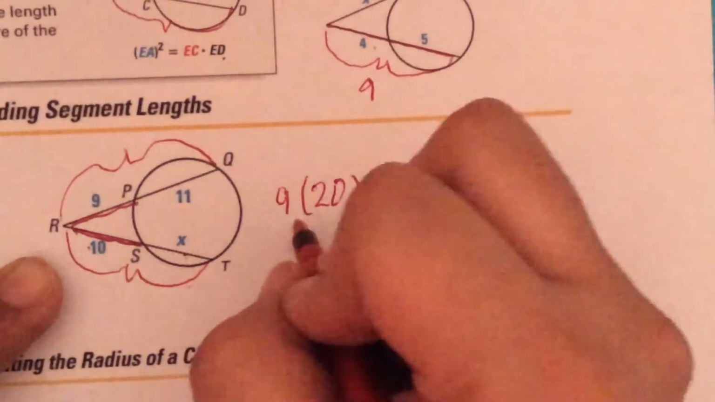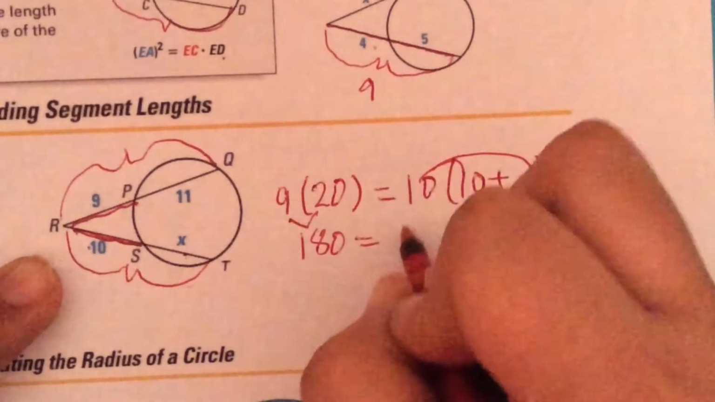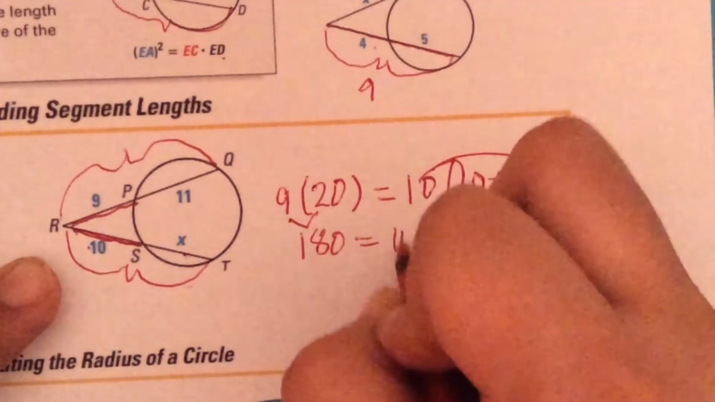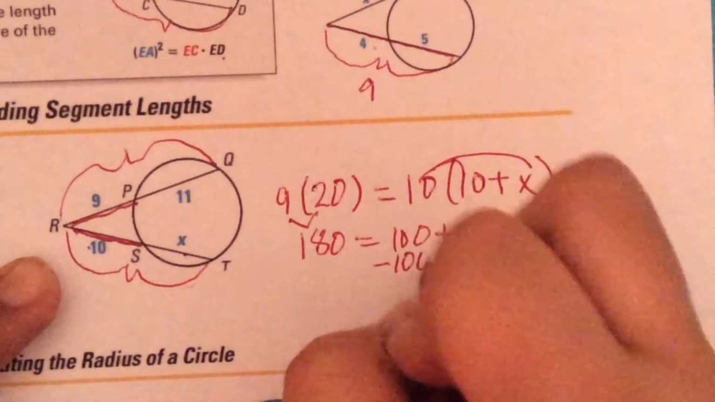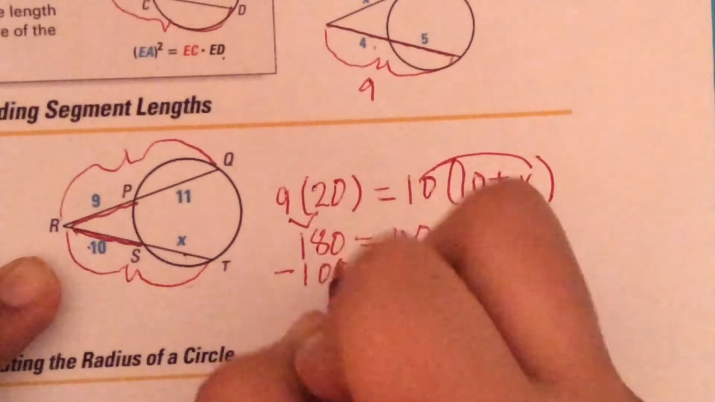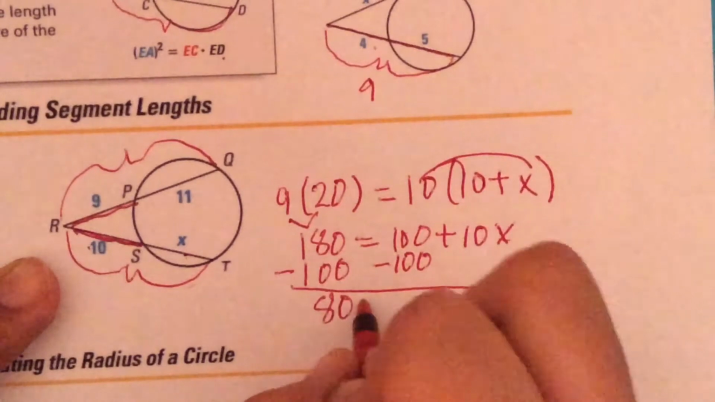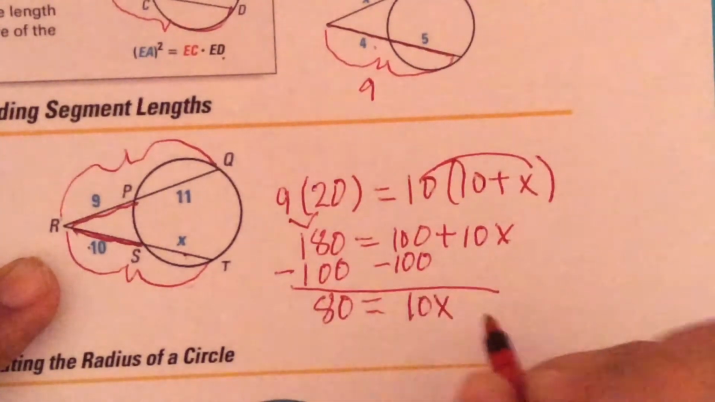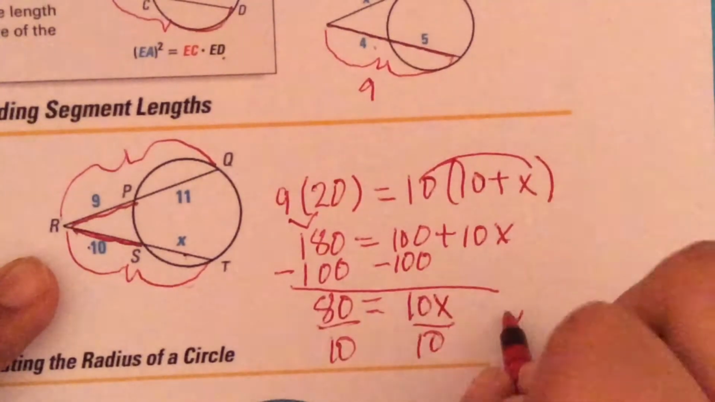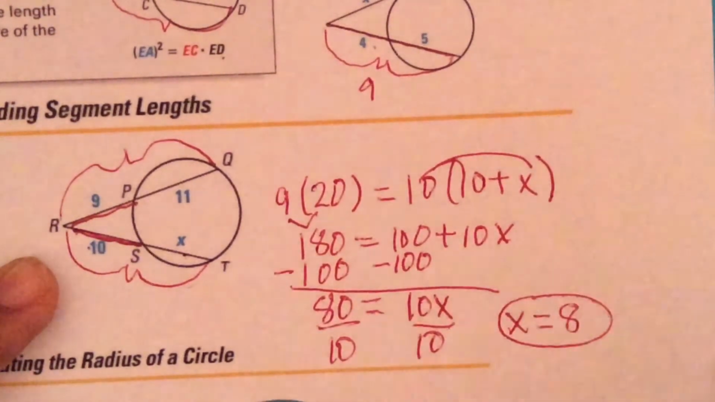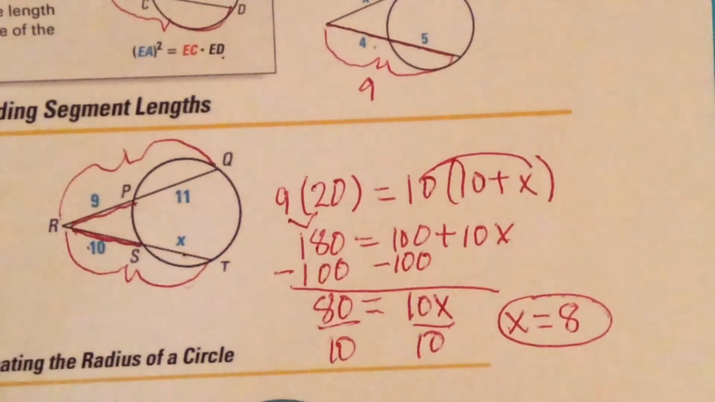We're going to multiply 9 times 20, that's 180. We're going to distribute the 10, so that's 100, plus 10x. Subtract the 100, because I'm trying to solve for x. And so I'm going to have 180 minus 100, that's going to be 80, equals 10x. And then divide both sides by 10. And so x is equal to 8. So that's my answer for this second example.